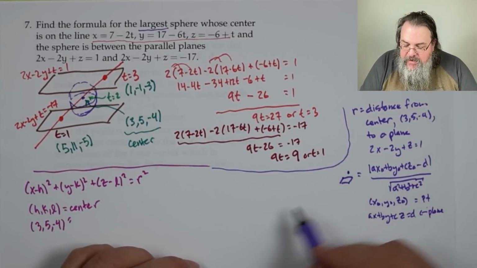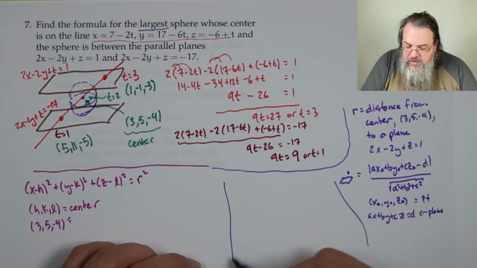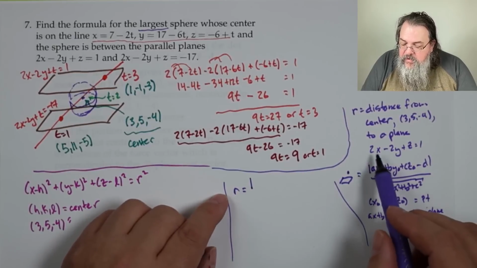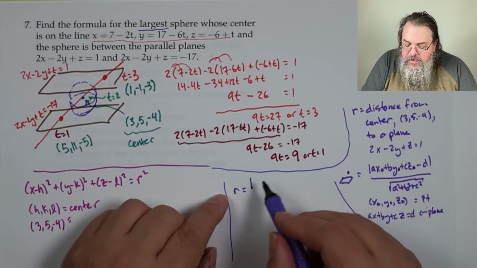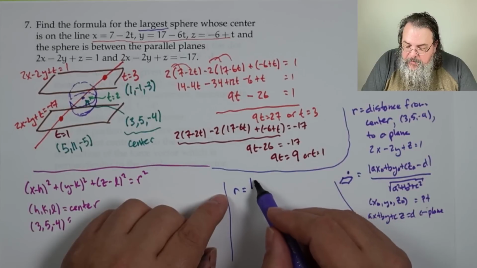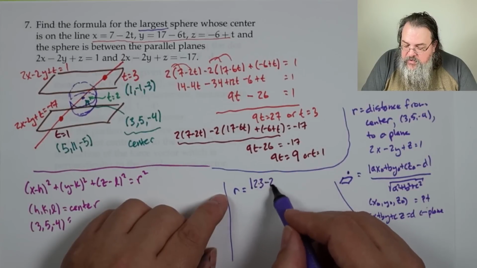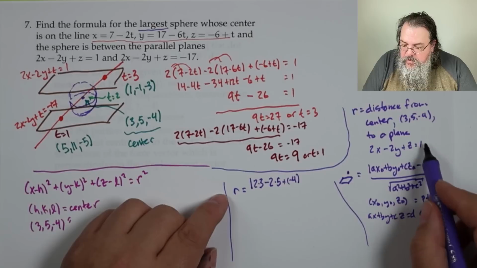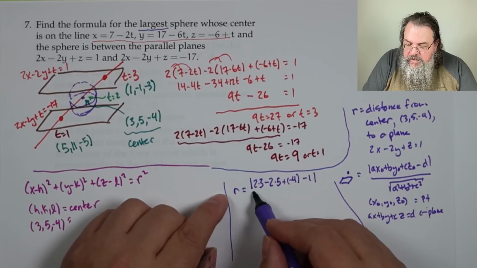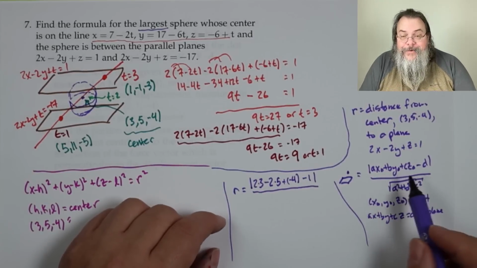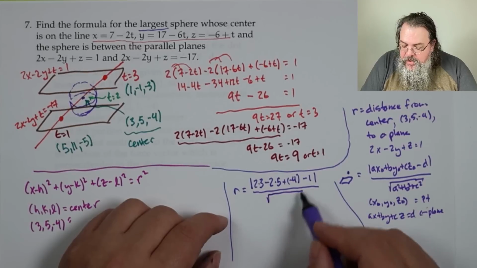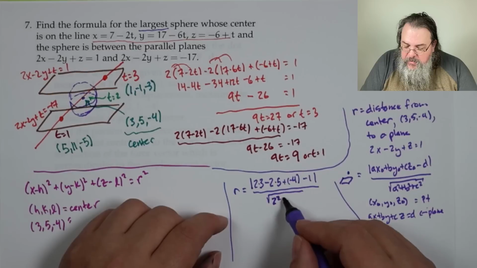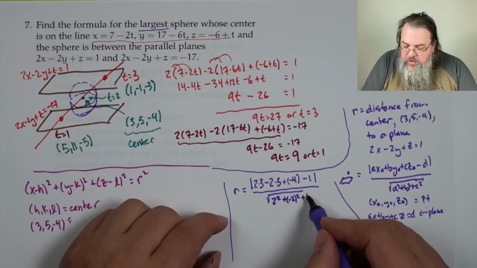So we now plug in this information. So our radius is going to be equal to, we take absolute value, and essentially what you're doing is plugging in the point into this formula. So it's 2 times 3 minus 2 times 5 plus negative 4. And then you move this one across, subtract 1. And more or less, this is saying how far off are you? And then we divide by the square root of 2 squared plus a negative 2 squared plus 1 squared.